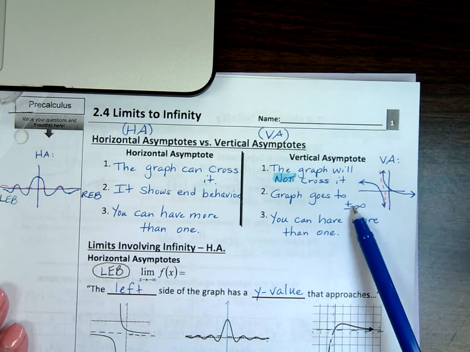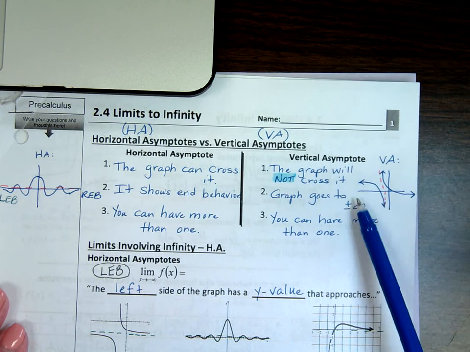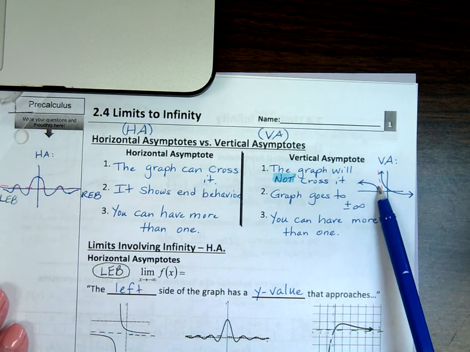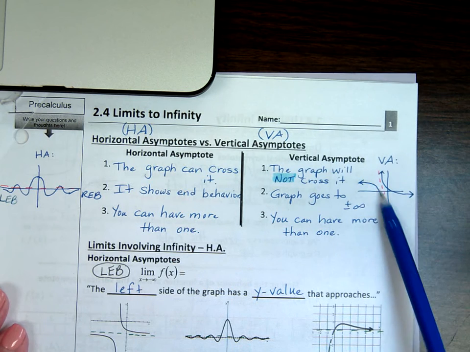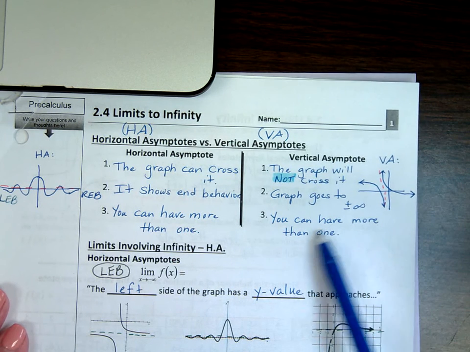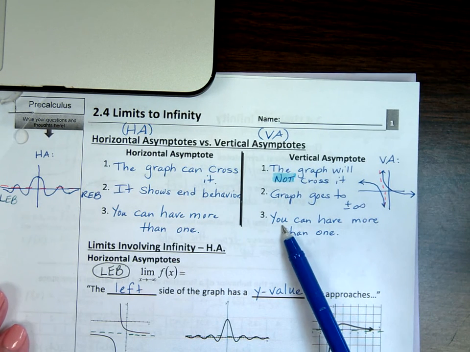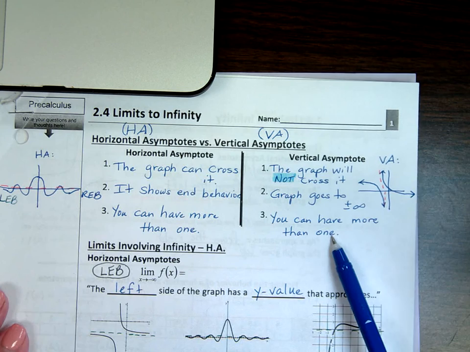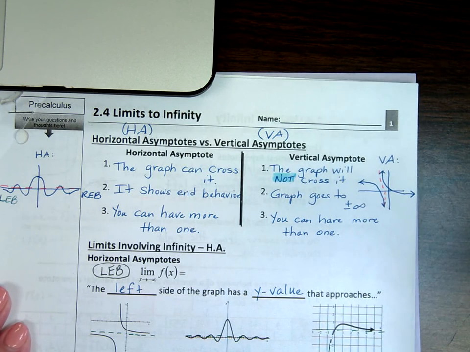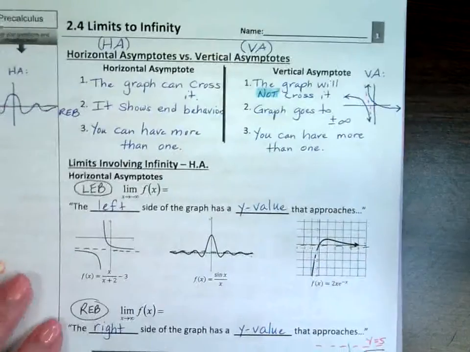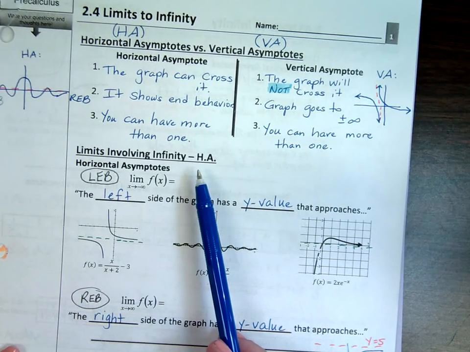So the graph goes either to positive infinity or negative infinity. You come up to the line, you've only got two options. You're either going up or you're going down. Positive infinity, negative infinity. You can have more than one for these also, just like the horizontals. So he went real fast through those explanations, and then he took some time talking about horizontal asymptotes, HAs.